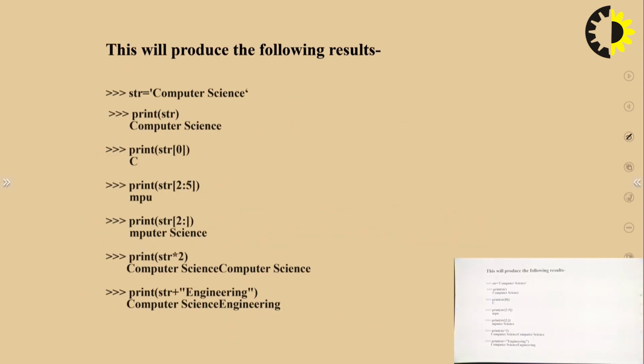Now in this example, same here, str is computer science. From the programming point of view, we will print this one, this will print computer science as discussed earlier, and we are printing the item present at location 0, that is C. From slice operation, start from 2 to 4, that is MPU. Start from location 2 to computer, then science, then repetition operation, computer science one time, then again computer science two times. If we give here 3, then this will repeat 3 times, give 4, then 4 times. Print str plus engineering, this will print computer science and engineering. This is the prompt, the running Python prompt.